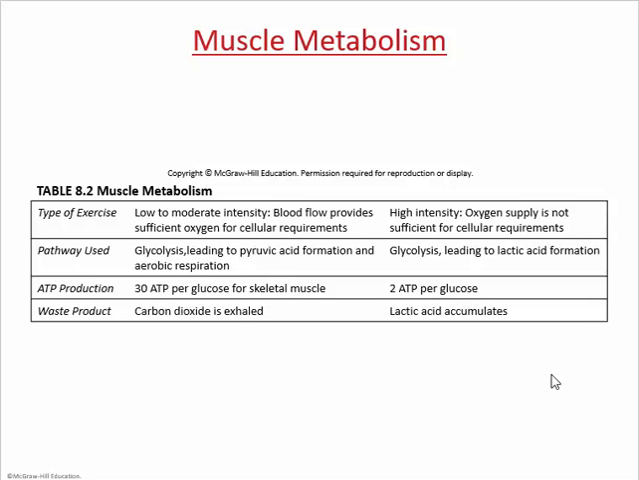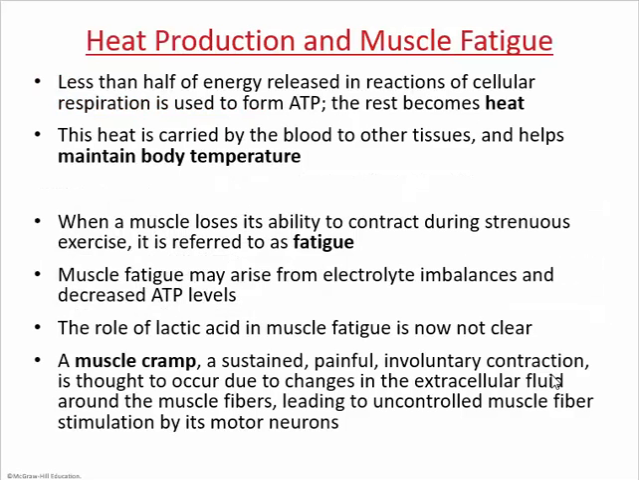If it's low to moderate, you end up with aerobic respiration, a lot more ATP, and carbon dioxide. This isn't very efficient, and we end up with a lot of waste heat. A lot of the energy becomes heat. Now, we use this to maintain body temperature, but that's why you warm up when you exercise.